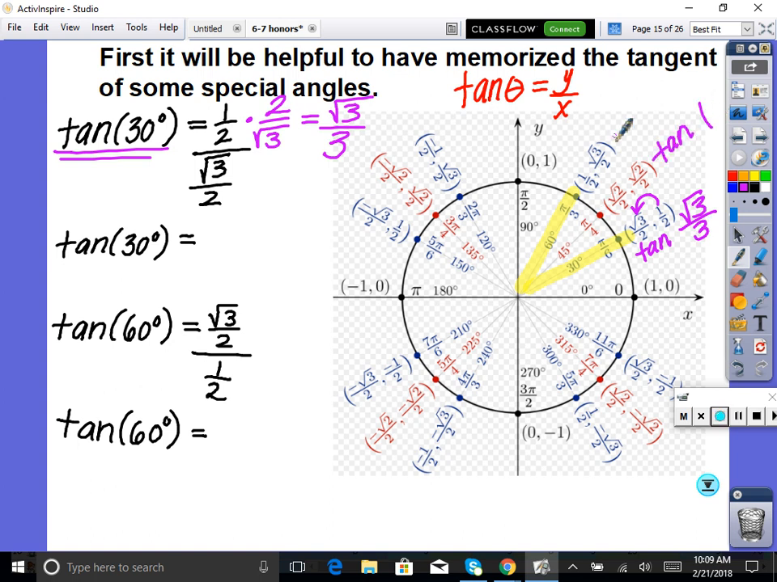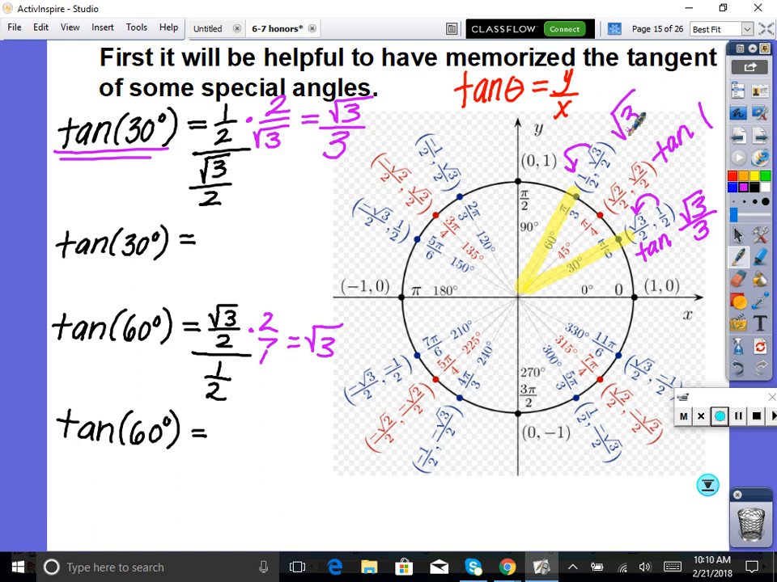And then what's the tangent at this? Let's do our y divided by x. I've done that over here. Then times 2/1, which is √3. So we know the tangent at 60 is always going to simplify to be √3, correct?